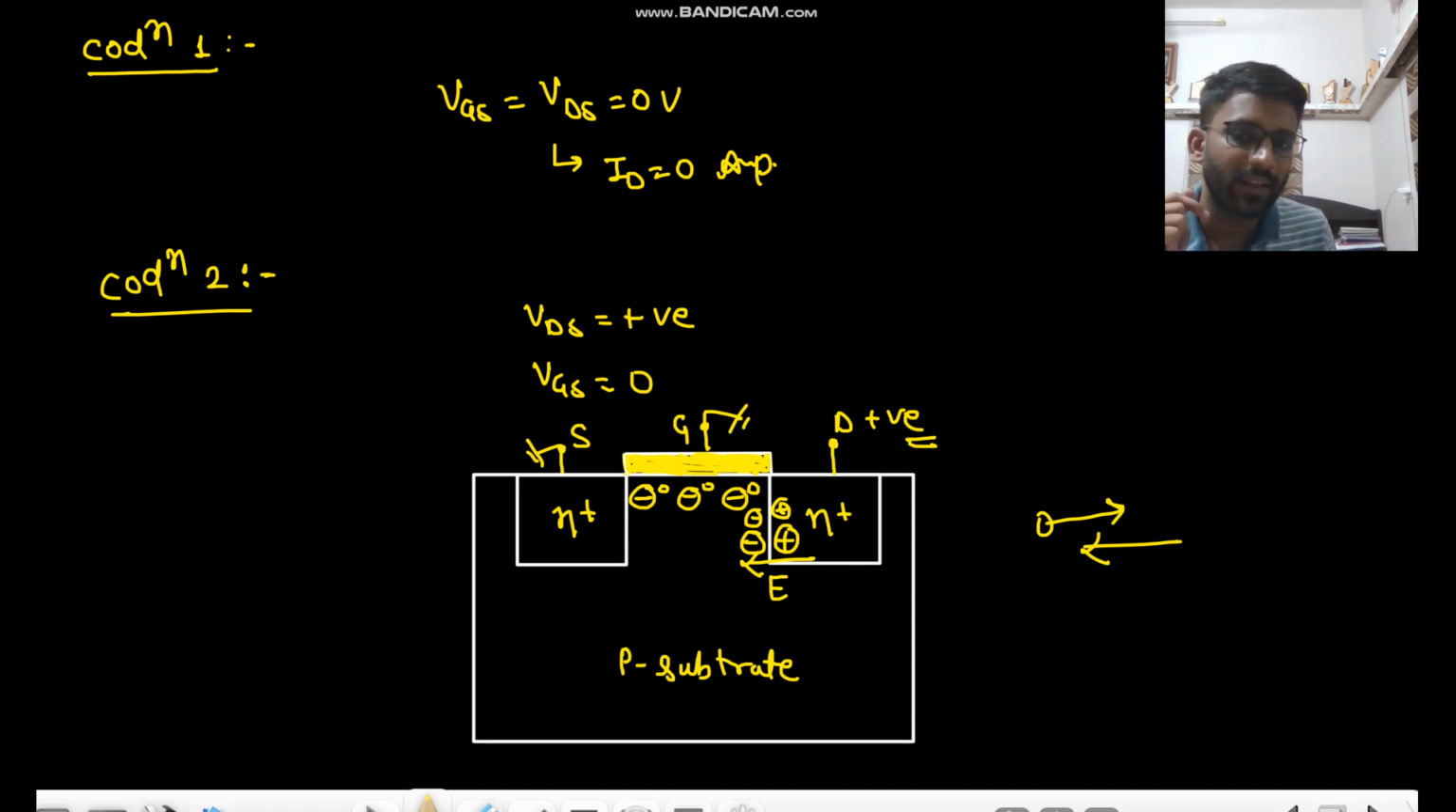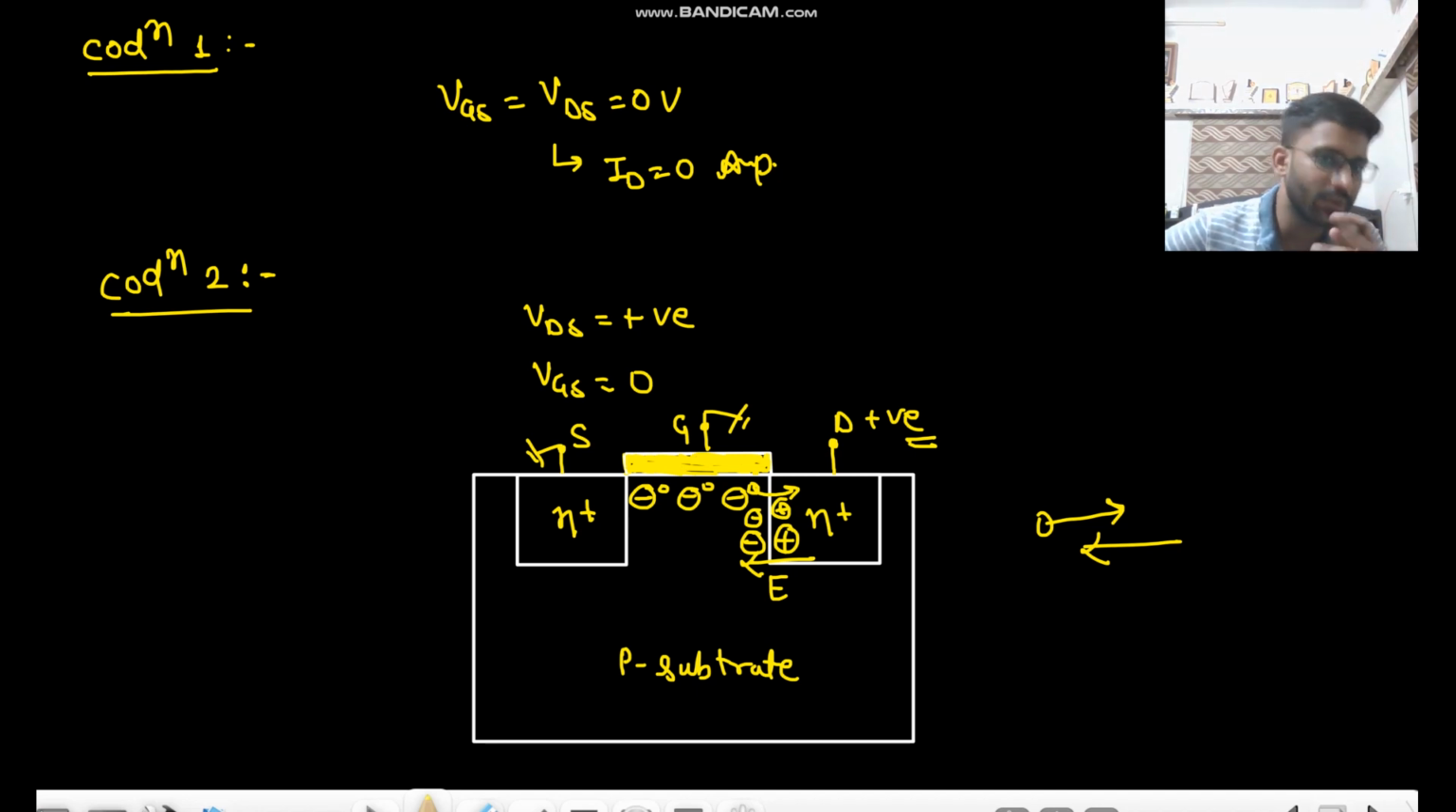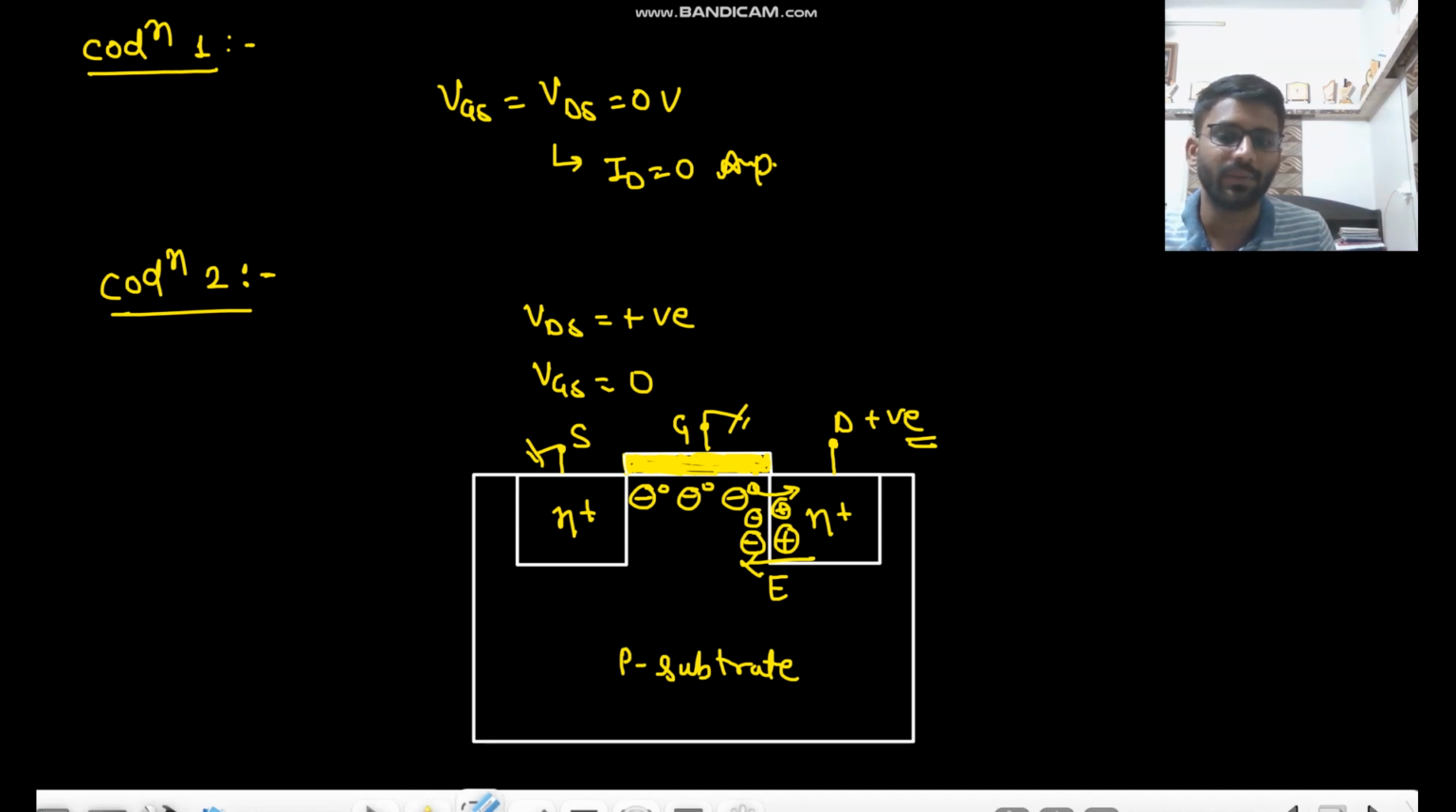In enhancement type, there is this electric field, but this time the majority charge carriers are holes. So they would get attracted, but here we have applied a positive potential. This positive potential cannot attract the holes. Do you understand? So current cannot flow. So the current will be 0.